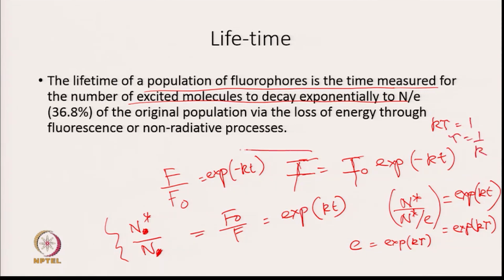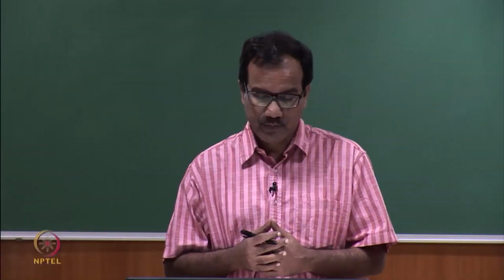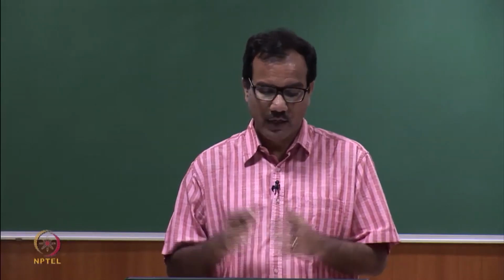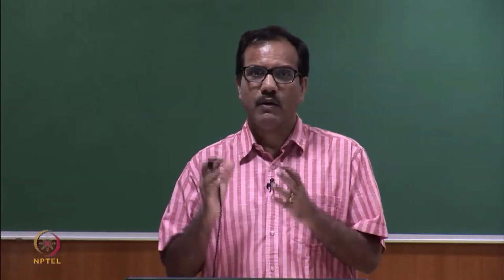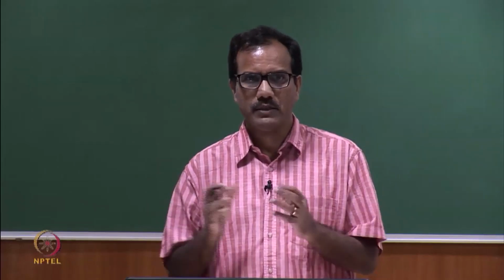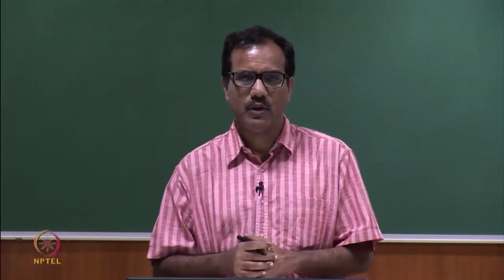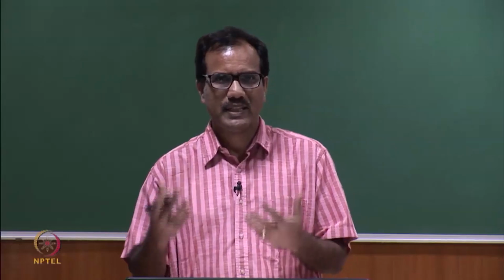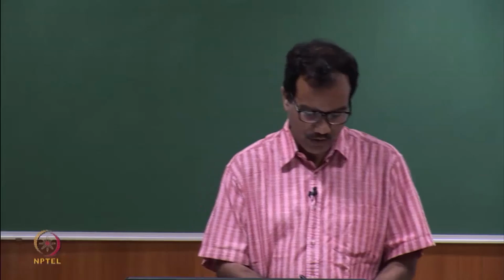So, sometimes this equation is also written as f is equal to f naught exponential minus t divided by tau, since k is equal to 1 by tau. So, this is the way lifetime is defined. Again, the lifetime of a fluorophore is the time measured for the number of excited molecules to decay exponentially to n by e of the original population.